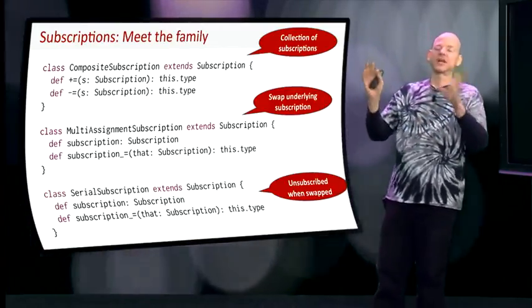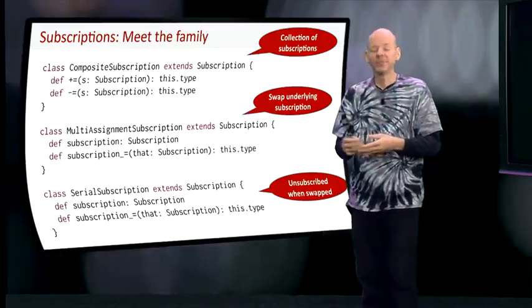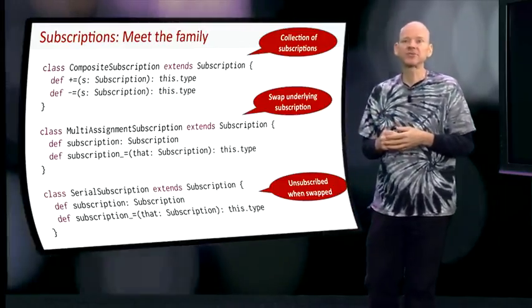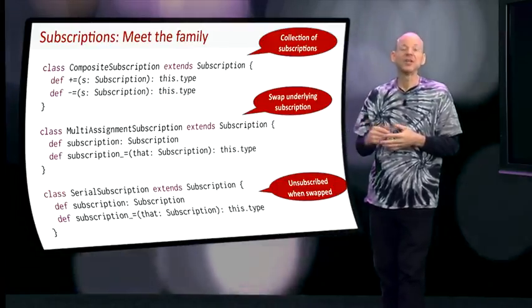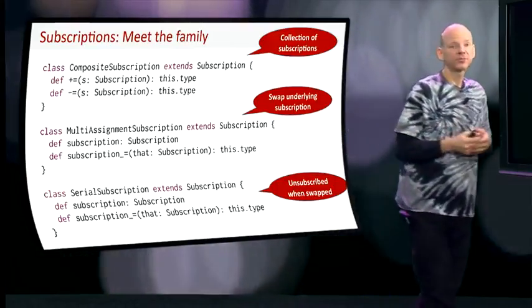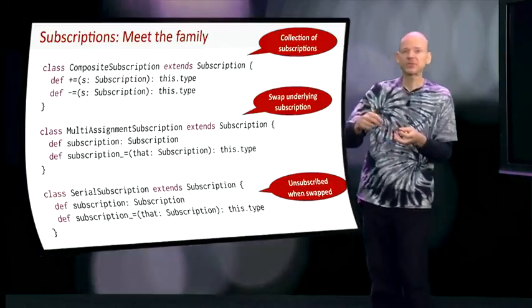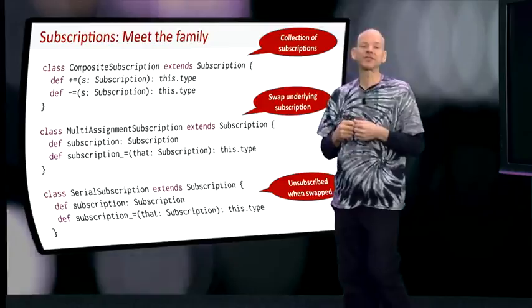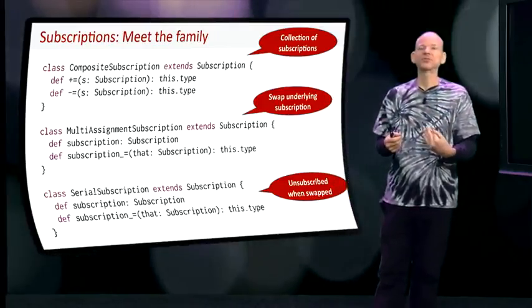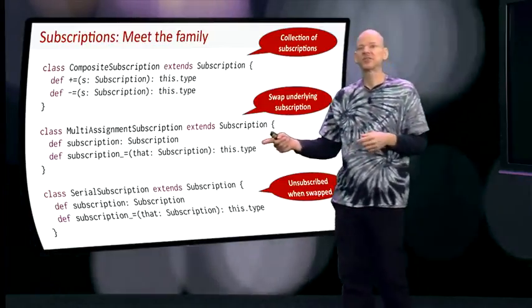It's called the multi-assignment subscription, sorry. So you can replace the underlying subscription. And then there's the serial subscription, which is a special case of a multi-assignment subscription, but where when you subscribe another one, the underlying, previous subscription gets unsubscribed. Whereas here it just gets swapped out.